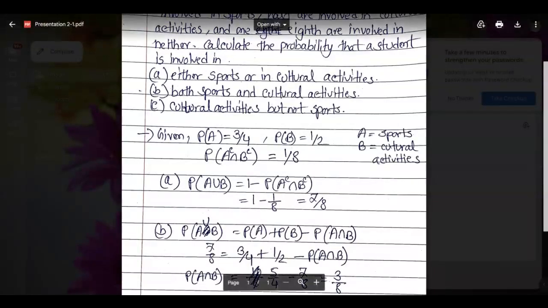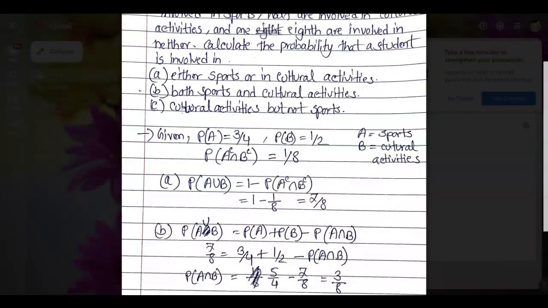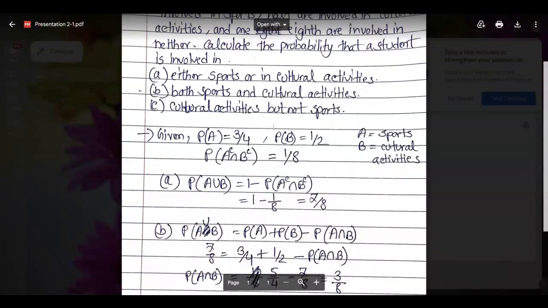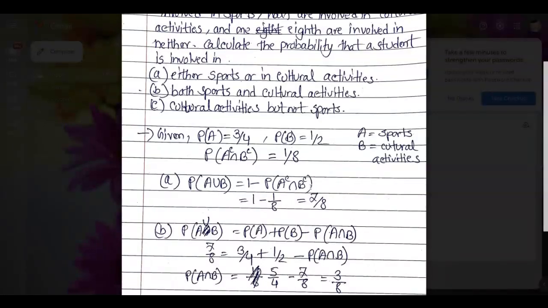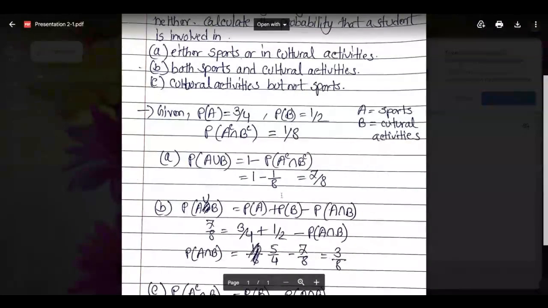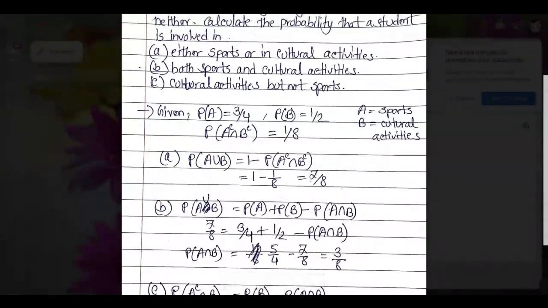So part A asks for the probability of either sports or cultural activities, which is probability A union B. So we have the proposition 1 minus probability A complement intersection B complement, which is 1 minus 1/8. And the answer is 7/8.